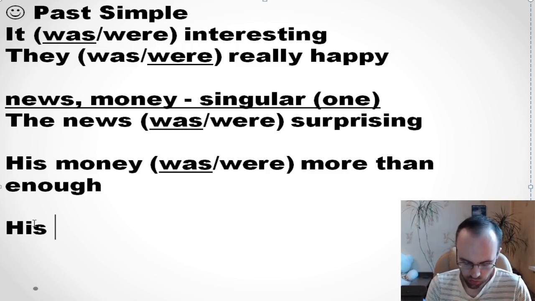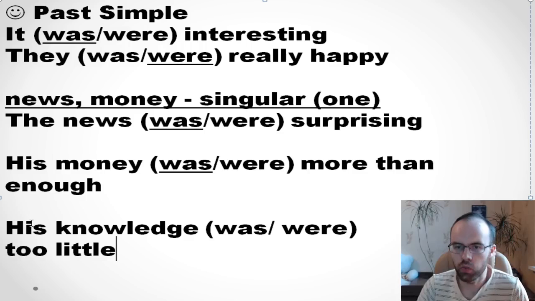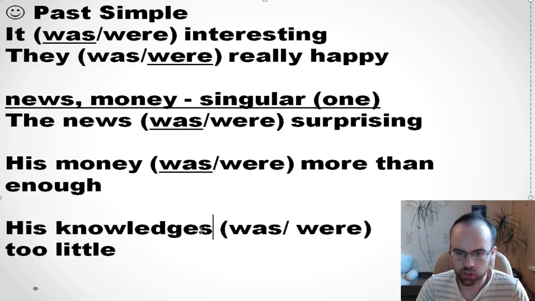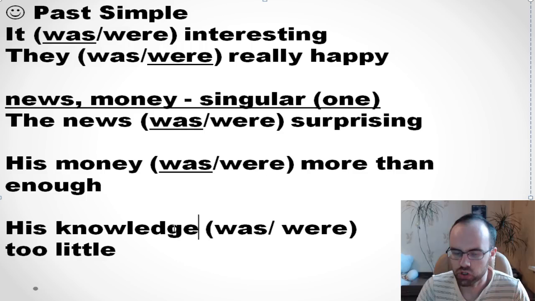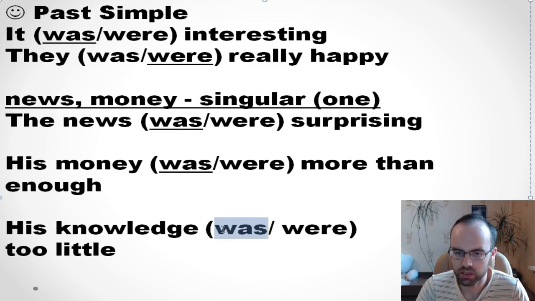So next, his knowledge, so what will you choose? His knowledge, so was or were too little? I don't know why, but students often say knowledges instead of knowledge, but this word doesn't exist in English, so we need to say knowledge, okay? So his knowledge, okay, let's look at this table. So you see knowledge was, so this knowledge was too little. His knowledge was too little.